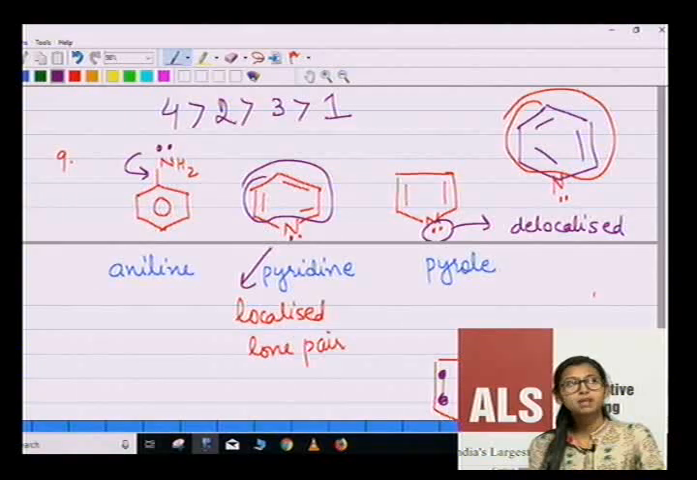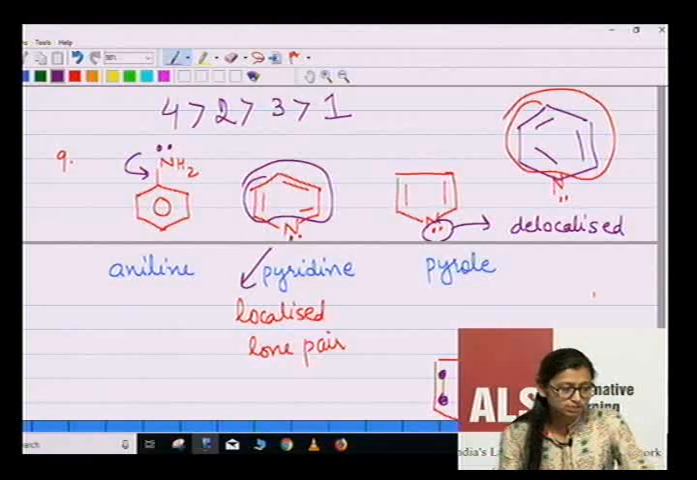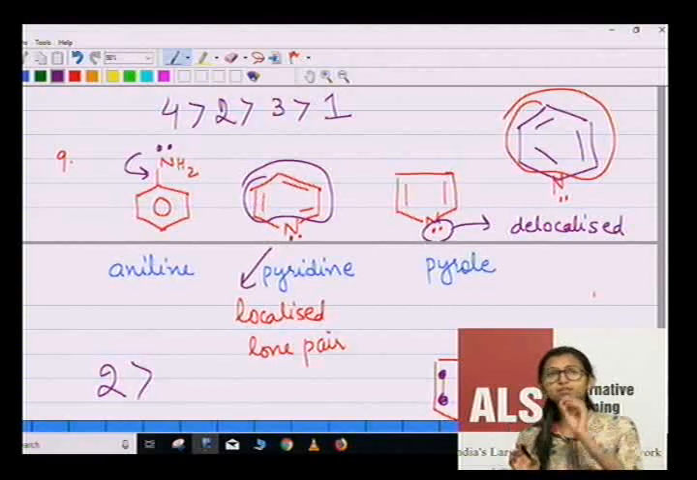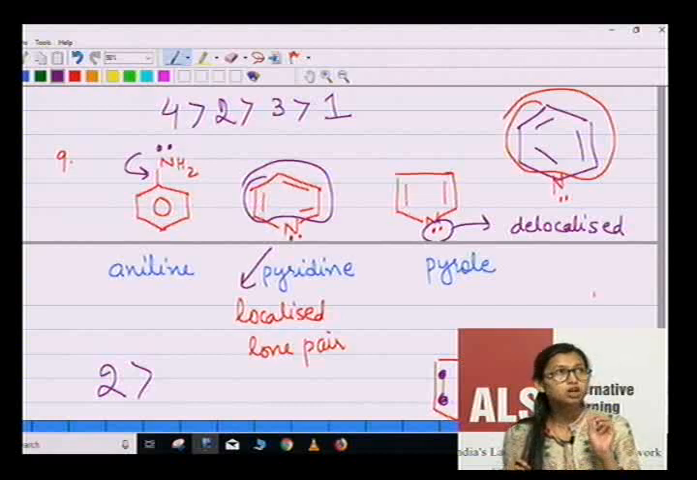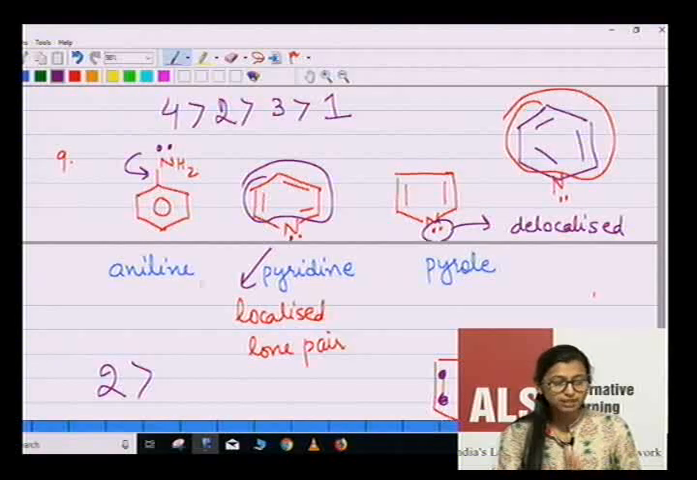The second will be the most basic, but the third goes in the last, okay? Let me tell you why. I'm saying that this is so clear now, that the second will be the most basic, because out of the 3 structures, the second has the lone pair, which is a localized one, okay? Now, see what is happening.